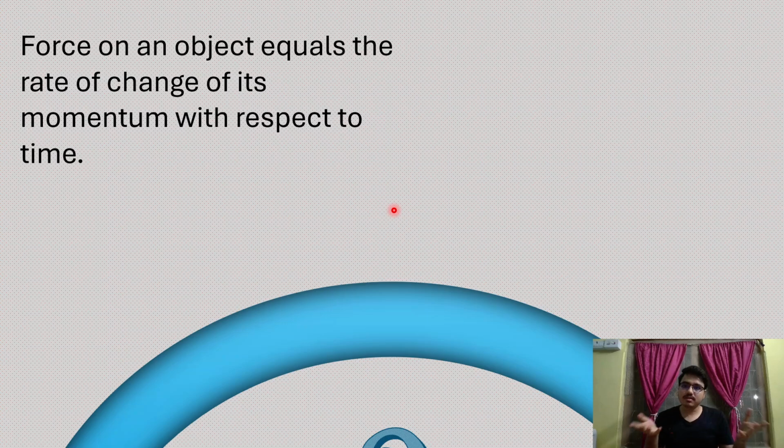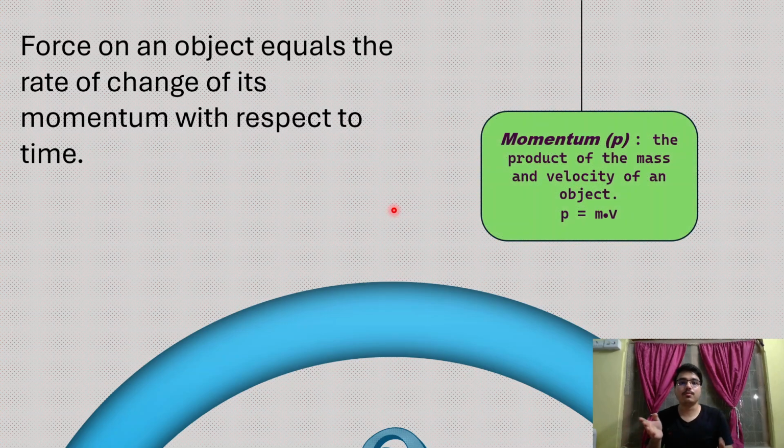So the second law tells us that force on an object equals the rate of change of momentum with respect to time. We have got 2 terms here. We have momentum and time. For those who don't know, momentum is a product of mass and velocity, represented by the letter small p. P is equal to m into v.